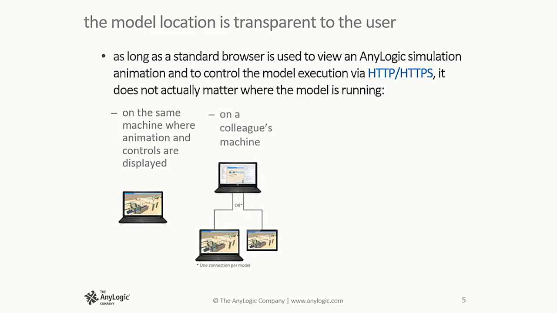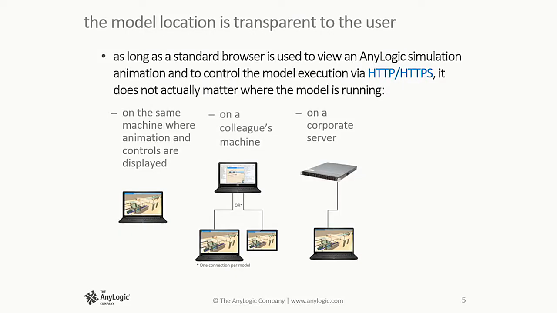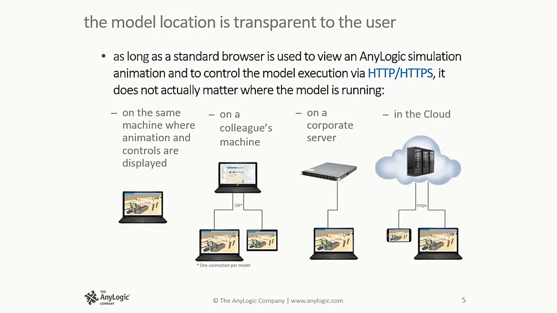Or you can easily say, okay, I'm running the model here, and my colleague can just connect to my computer and run the animation on his screen, maybe on an iPad, if it's needed for some reason. Or it obviously could run on a corporate server and you just connect via HTTP, or as Nikolay has just shown, it can run in the cloud. It will look exactly the same, it will have exactly the same controls, so it's absolutely indistinguishable where the model actually runs.